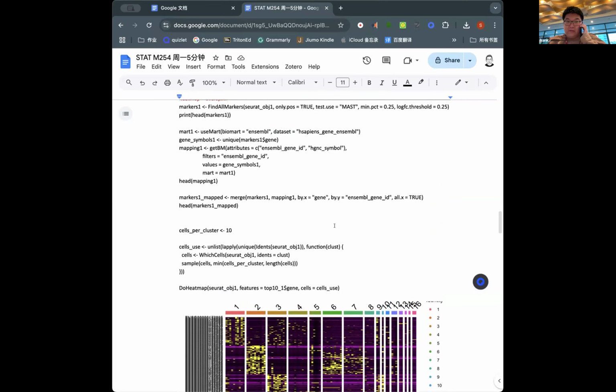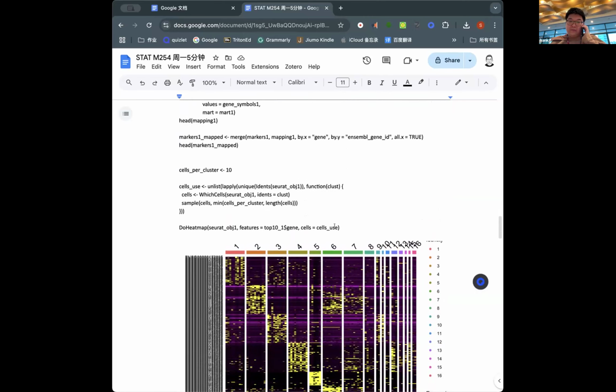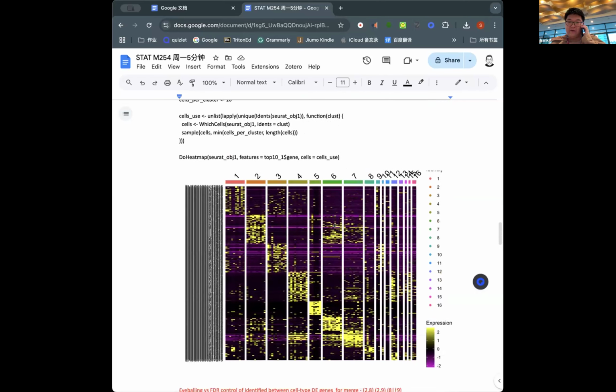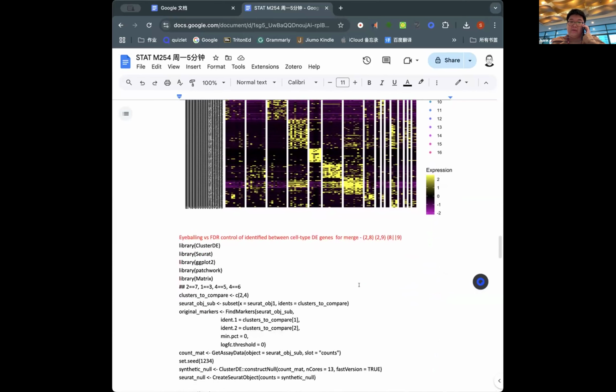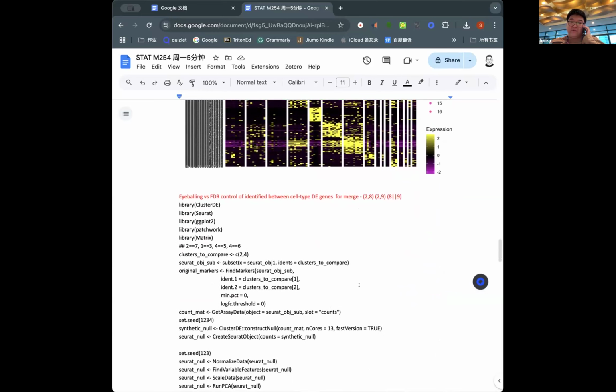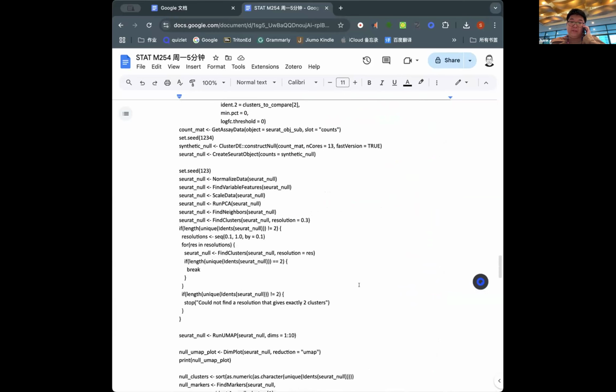There are two ways that I mainly use. The first one is to eyeball if there is high similarity between two clusters, like cluster 2 and cluster 6, and also cluster 11 and cluster 14. But the consensus clustering result is already not most obvious in terms of over-clustering. So I further did a little bit about FDR control that identified between cell type DE genes for potential merges between clusters.